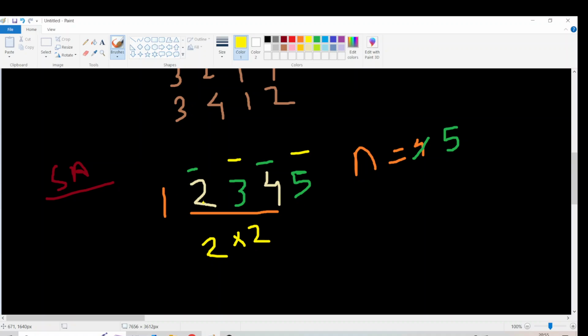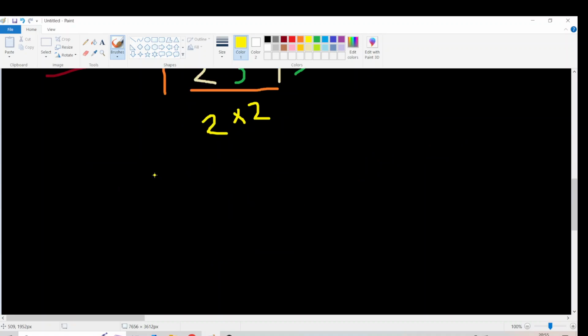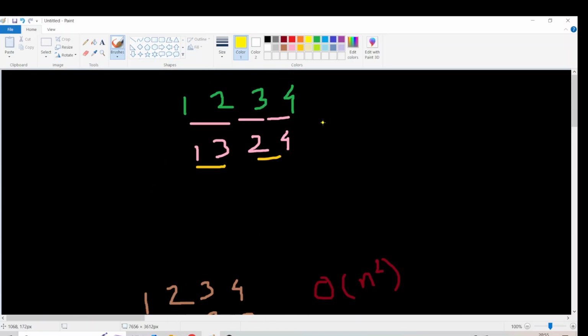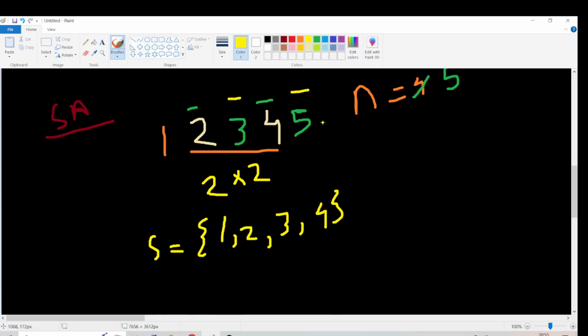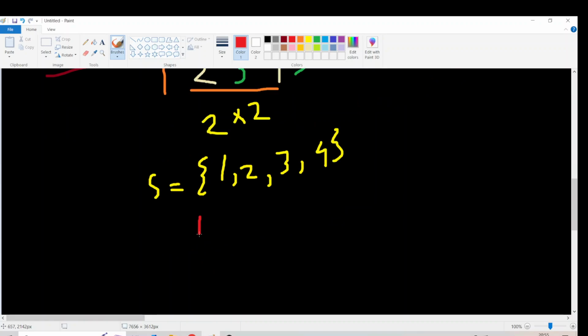Now let's say we have a set of all elements. Initially the set will have all elements, 1 2 3 4. Let's take n equals 4 and try to construct our answer for n equals 4 and k equals 6. So initially s will be 1 2 3 4. Now let's say we fix the first element. Fix the first element as 1.